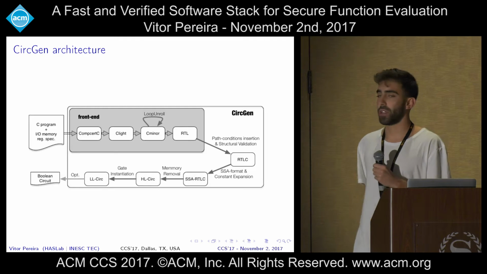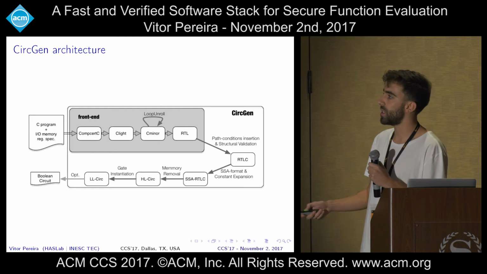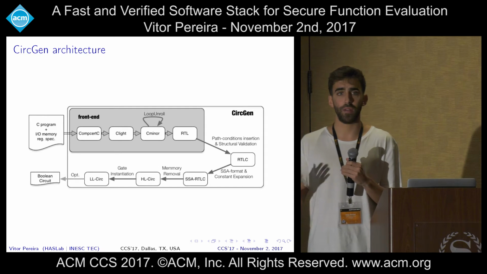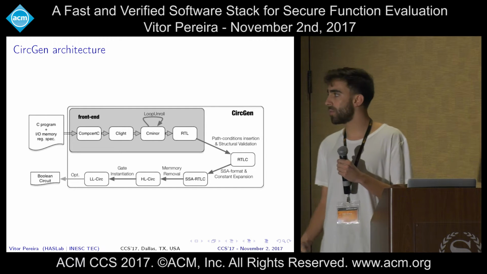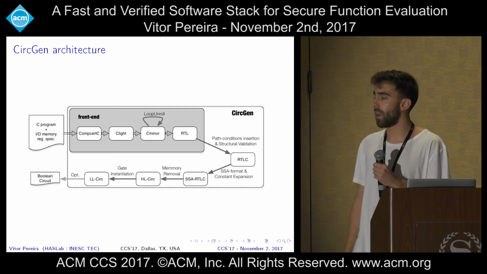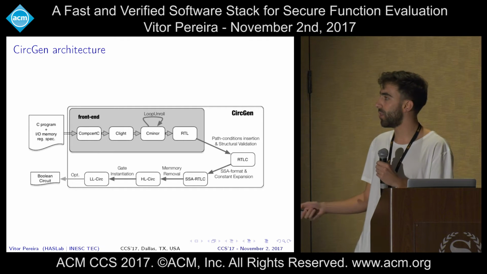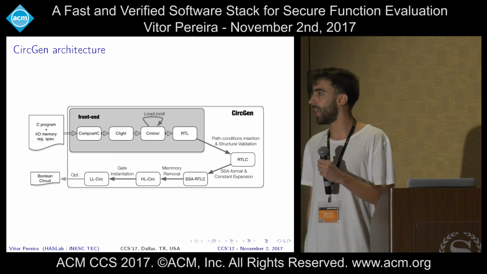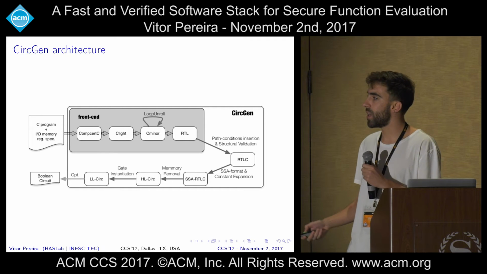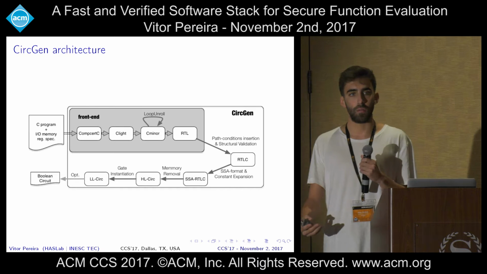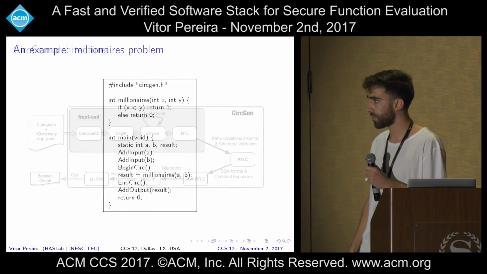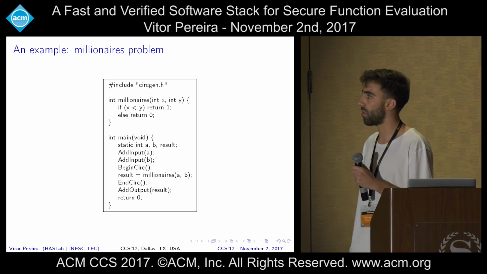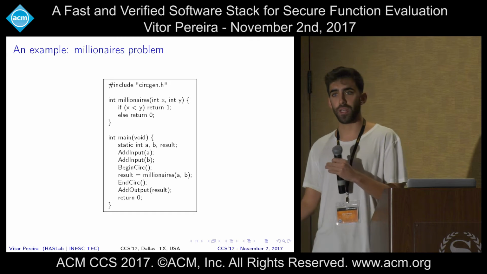This is the general architecture of CircGen. As you can see, a C program is first fed into our front end, which is actually the first compilation steps of CompCert. As soon as we reach the RTL intermediate representation, we change to our backend, which was fully developed from scratch in Coq. We do some more transformations until we reach the final Boolean circuit representation. In this presentation of CircGen, I will use this program as an example, which is a representation of the millionaire's problem.